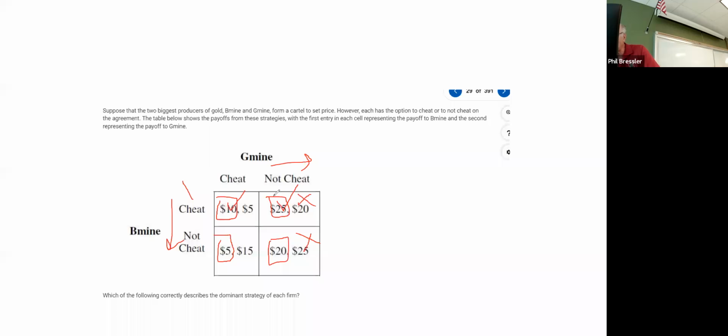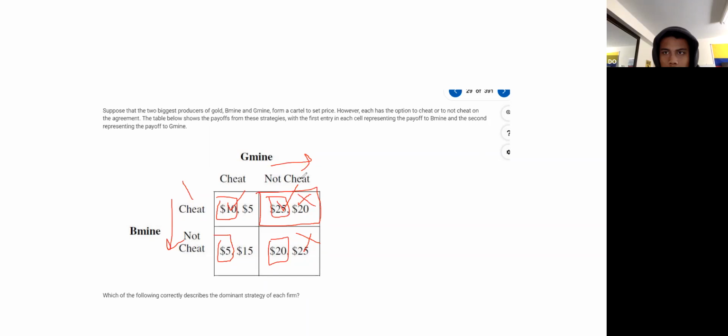Where you get a check and an X, you get what we call Nash equilibrium. And all that means is there is no incentive to cheat. Meaning, if G mine cheated instead of not cheating, G mine would make less money. And if B mine cheated instead of not cheating, B mine would make less money. Even though this time it is, it's not always the square where you'll make the most money. Okay. Any questions on this game theory?